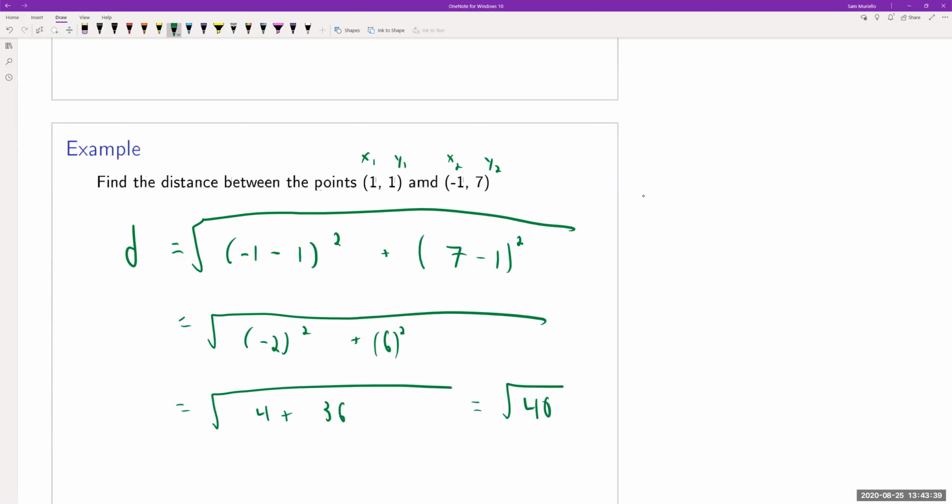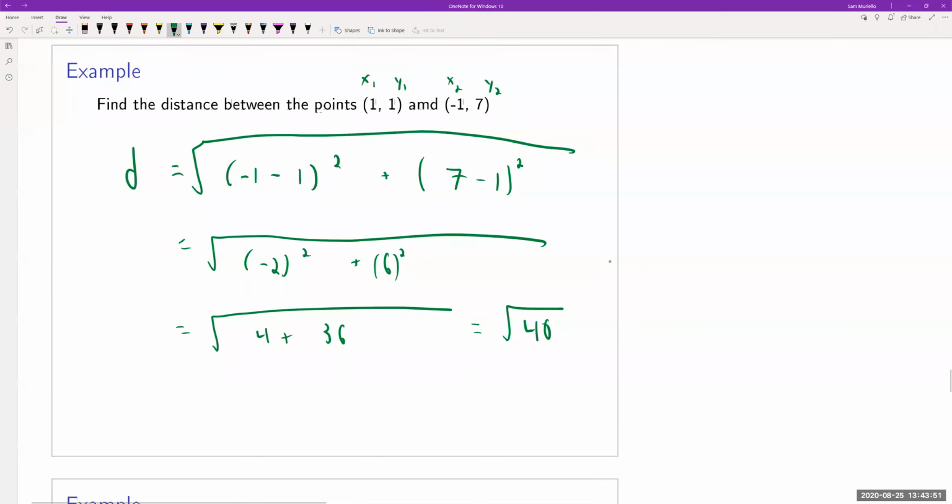I could plug what that is into my calculator, and maybe you would do that if you were about to do some construction with this, but I'm perfectly fine to see the answer in square root form. It's actually a little bit nicer because it's exact form. You won't have to do any rounding here.